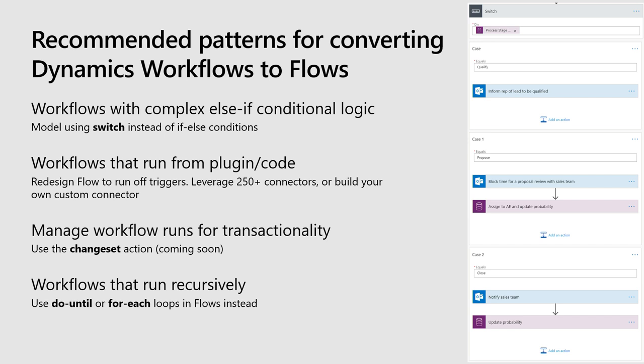This was used as a workaround to do looping. With flows, we have extensive support for looping. You can use a for each loop if you have a list of items that you want to iterate over. Instead, if you want to do something repetitively until a certain condition is met, you can use the do until loop that's provided in a flow.